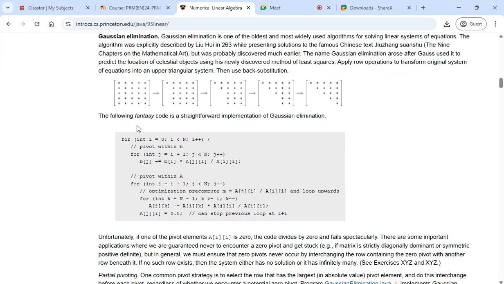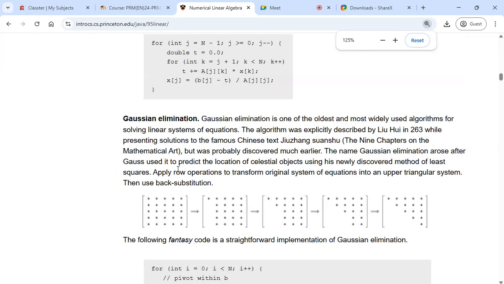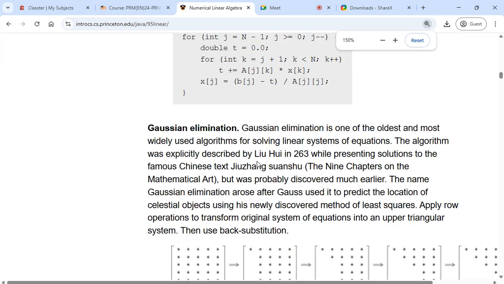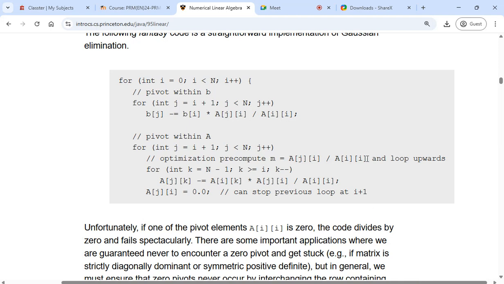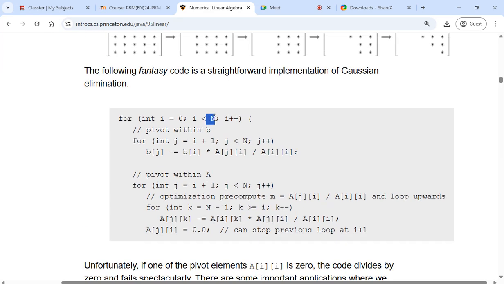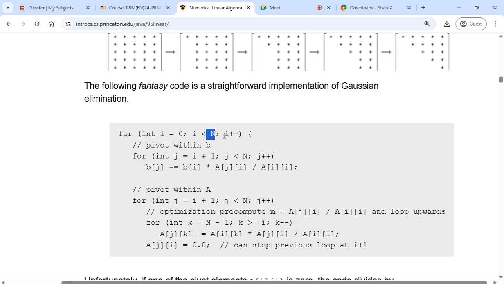And here is the fantasy code of the straightforward implementation of Gauss elimination. So let us try to analyze that code. I will increase it a little bit so that you see it better. So what do we have here? Let us try to analyze that code, which is written in pseudo language. So here we have what? What is that? It's a cycle, and most probably n is the size of the matrix. So here it is the size of the matrix.